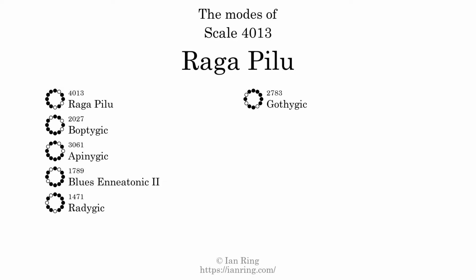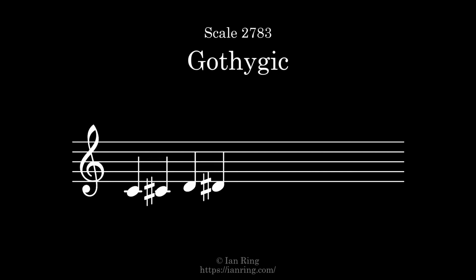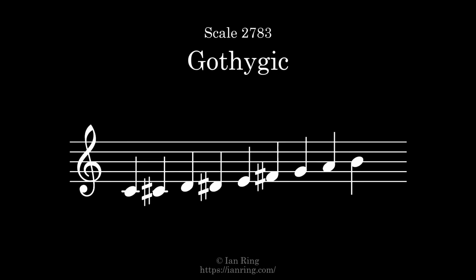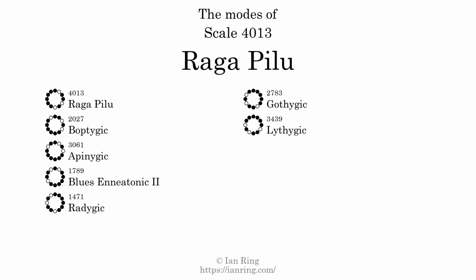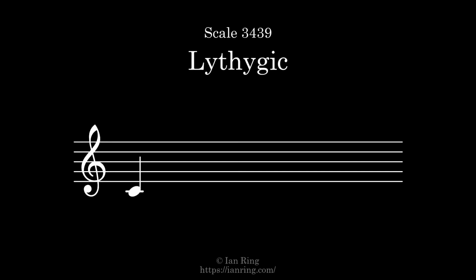The sixth mode is scale 2783, also known as gothagic. It sounds like this. The seventh mode is scale 3439, also known as lethargic. It sounds like this.